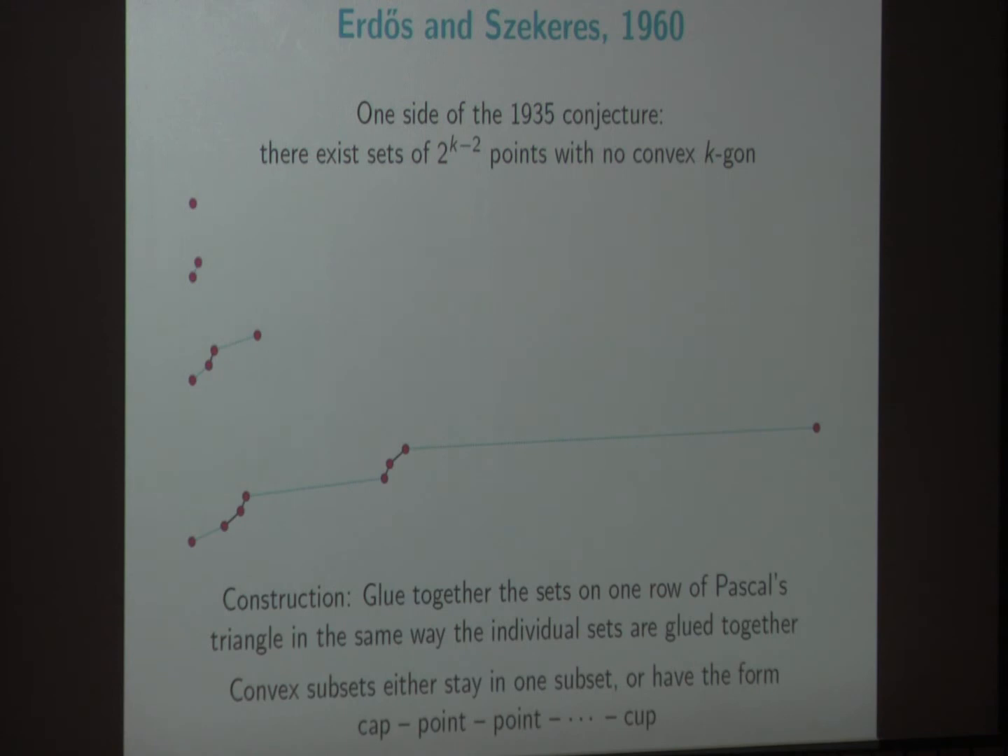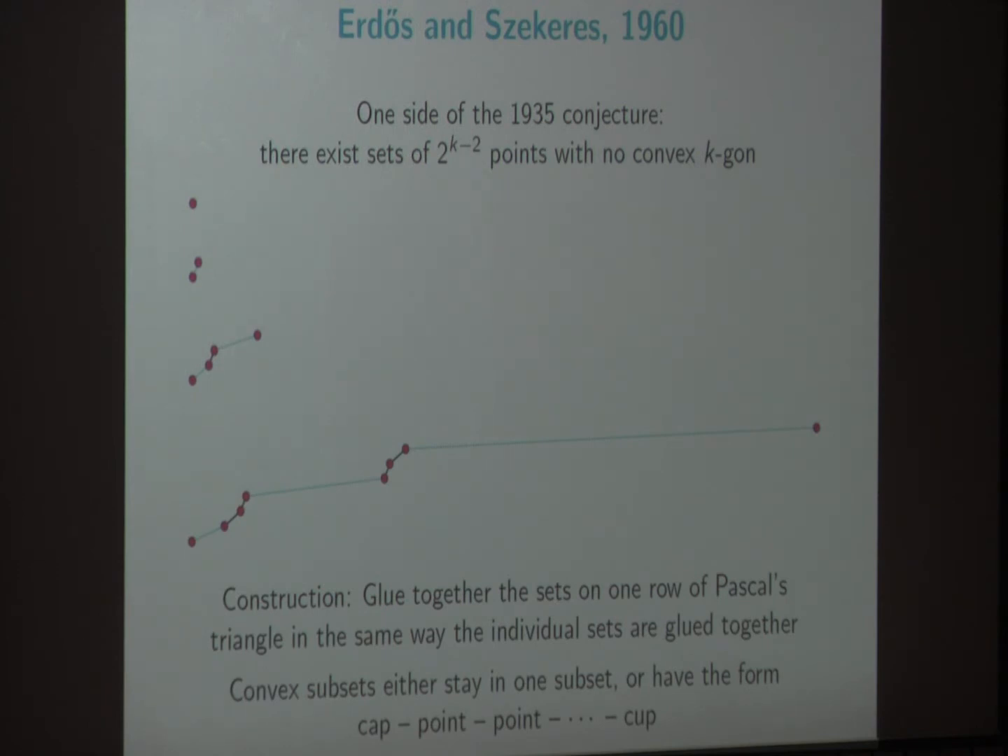Okay? So, as I said, in 1960, Erdős and Szekeres proved that there exist sets of 2 to the k minus 2 points that don't have a convex k-gon. And one way to construct this is this same gluing procedure, where you glue all of the point sets in one row of this Pascal's triangle together in left to right order, with this same property that you space them far enough apart so that the lines through pairs of points on the left go above and the lines through pairs of points on the right go below.